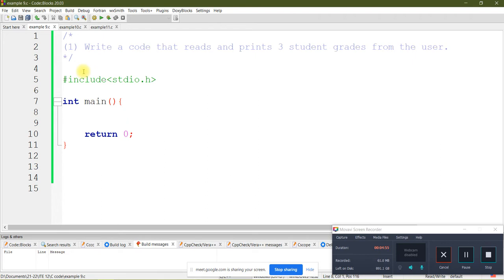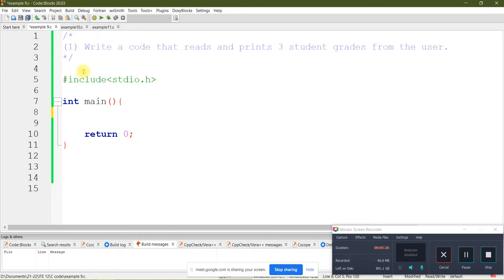Okay, so it says here to write a code that reads and prints 3 student grades. So basically, according to the problem, we need 3 resources. That is, 3 inputs and 3 that we will print. So basically, this means that we will be using 3 variables that represent a student's grade. Okay?